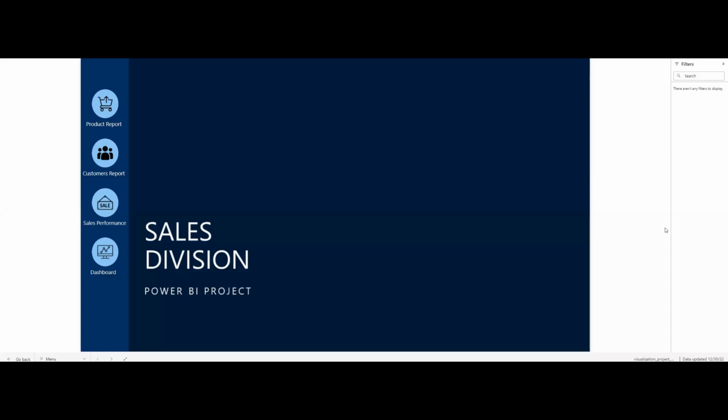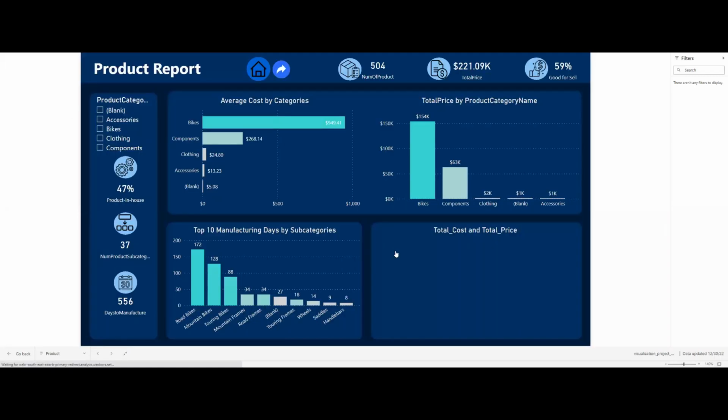Now we are in Power BI service, and I just click on product report. So this is the product report. There is the number of products at the top, and the top price good for sale. It means the products that are good for sale. Product in house means products in stock, and there are the number of product categories and the days to manufacture.